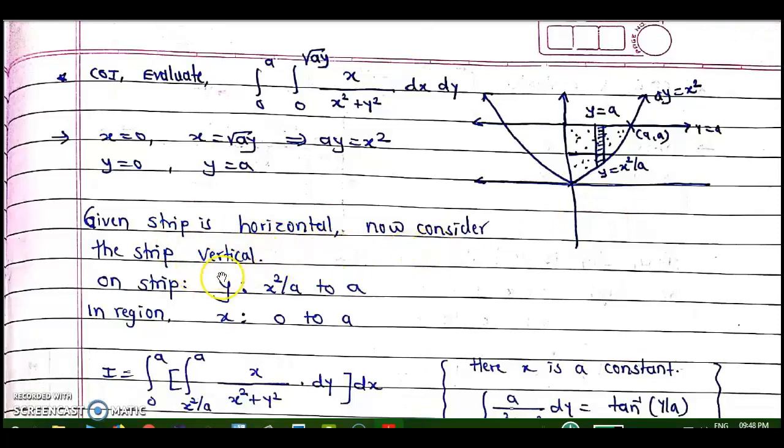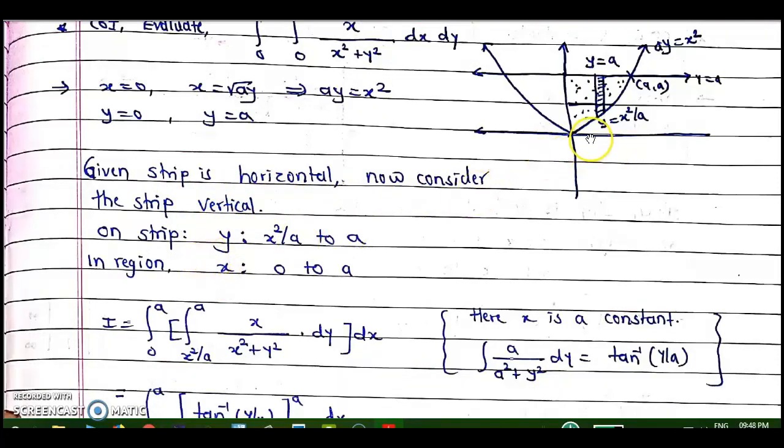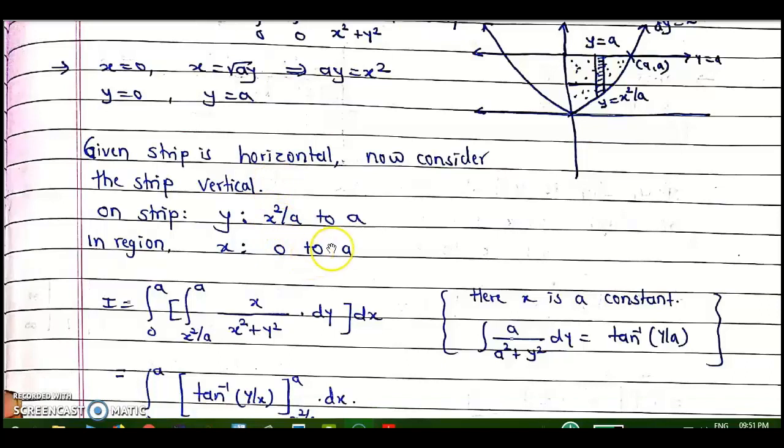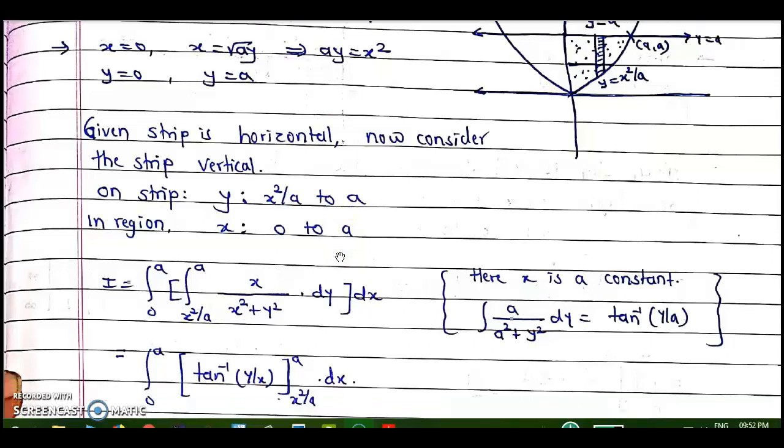If we consider the vertical strip, on the strip y is varying from, now y starts from the parabola. The parabola equation is ay is equal to x square, converted into y equal to form, which is x square by a, and the y strip is ending on the line y equal to a. That's why these are the limits of y, x square by a to a. Whereas x is varying from the leftmost point of the region, which is the y-axis, where x is 0, to the rightmost point of the region, which is a. So x is varying from 0 to a.